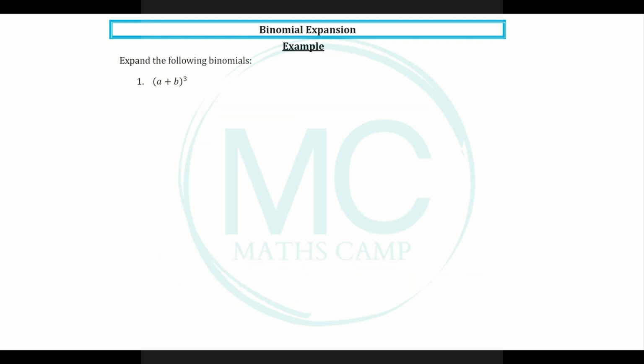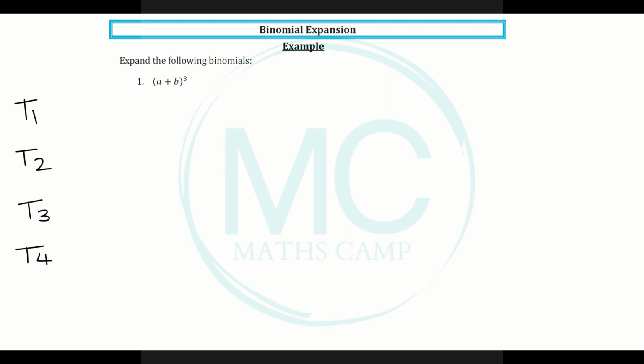Expand the following binomial. In this case, the bracket has an exponent of 3. 3 plus 1 gives us 4. So our expansion will have 4 terms. So let's write this as term 1, term 2, term 3, and term 4.